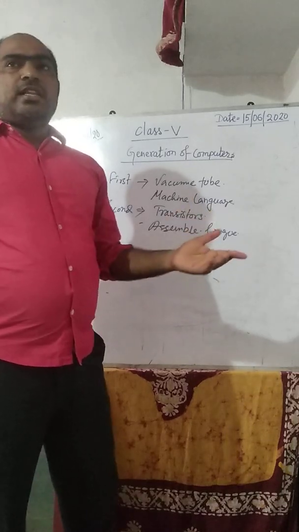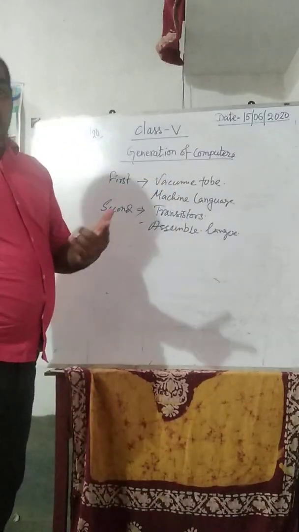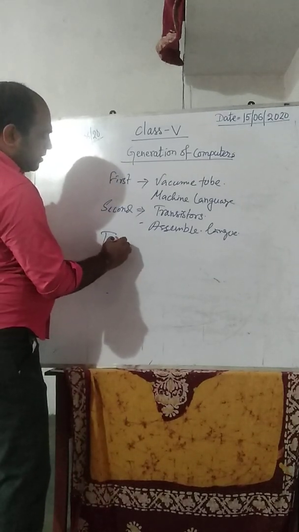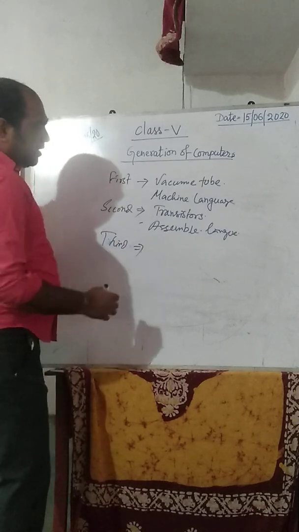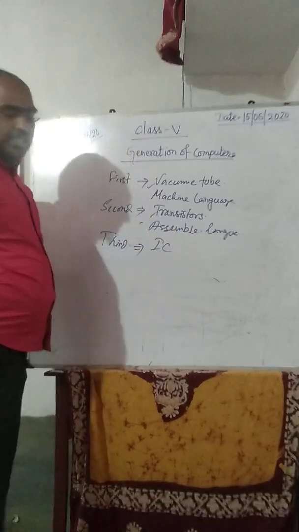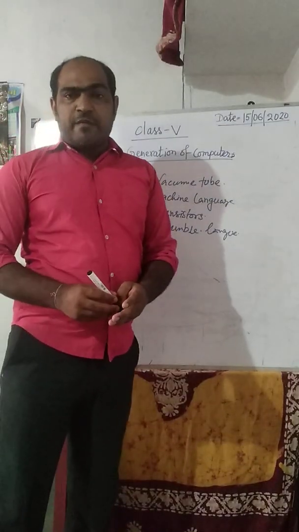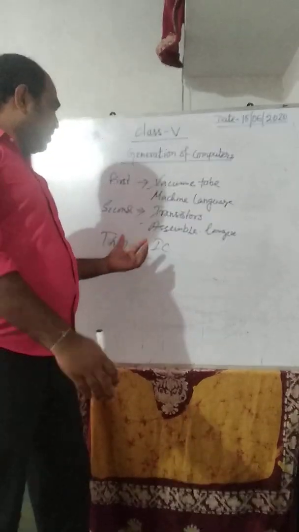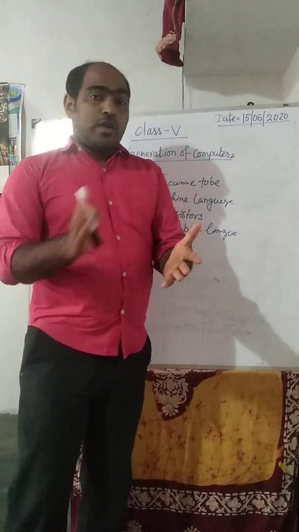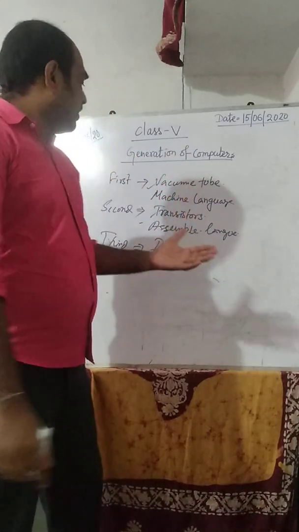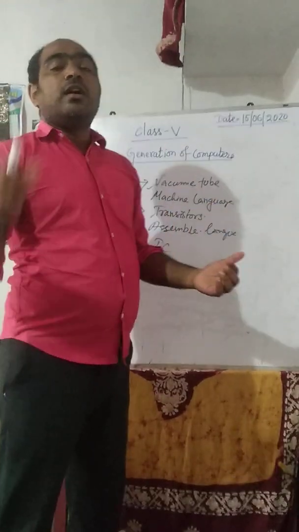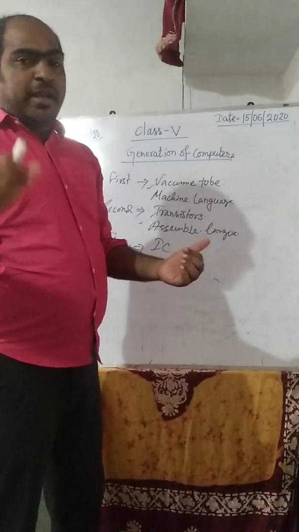Then, after the second, they brought the third generation computers. In the third generation, what did they do? Instead of transistors, it became the IC, integrated circuit. This is the full form of IC. At that time, it consumed less electricity, and obviously the size became smaller. And remember, in the third generation, the mouse was invented.